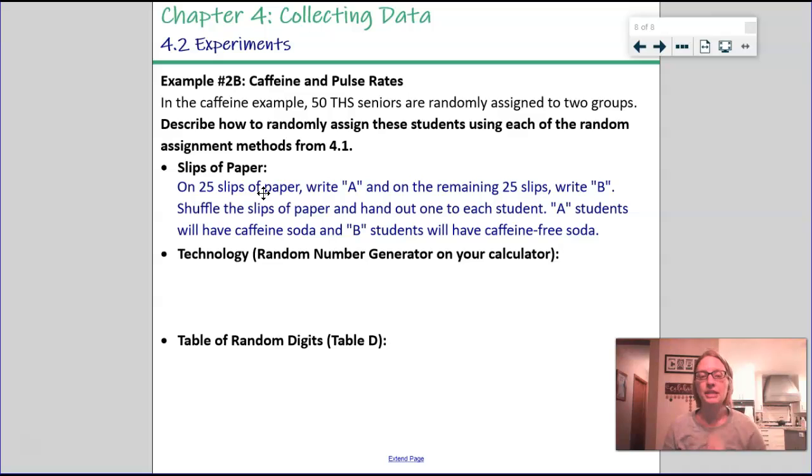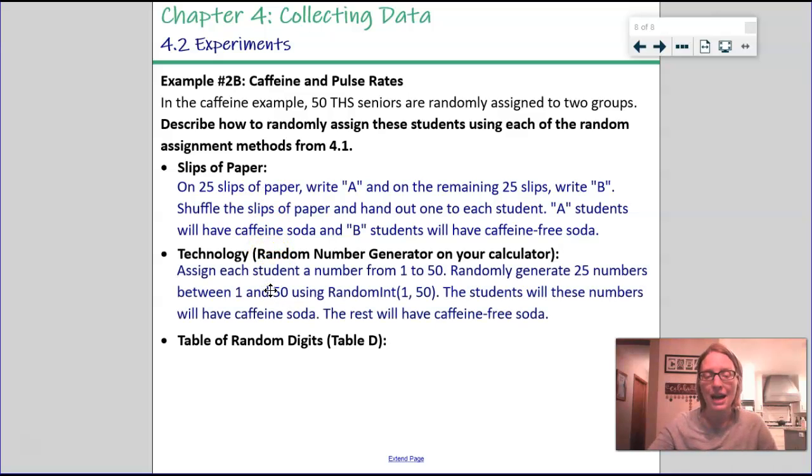If I wanted to use technology, like the random number generator on my calculator, I could assign every student a number 1 to 50. Then I could randomly generate 25 numbers between 1 and 50 using random integer, randInt, 1 up to 50. If I generate 25 numbers, the students with those 25 numbers can be in Group A, and the rest can be in Group B, or vice versa. I could pick 25 people to be in Group B, and everyone else is in Group A.